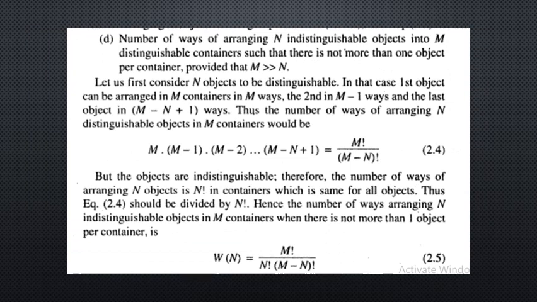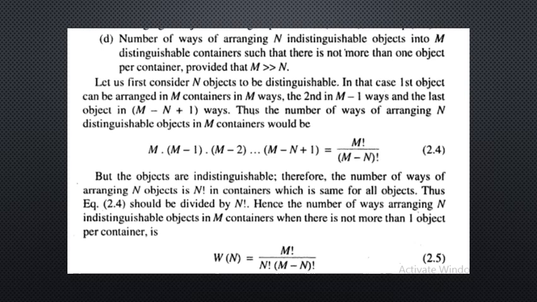The next combinatorial problem is explained as the number of ways of arranging n indistinguishable objects into m distinguishable containers such that there is not more than one object per container, provided that m is very large compared to n. Let us first consider n objects to be distinguishable. In that case, the first object can be arranged in m containers in m ways. The second is m minus 1 ways, and the last object in m minus n plus 1 ways.